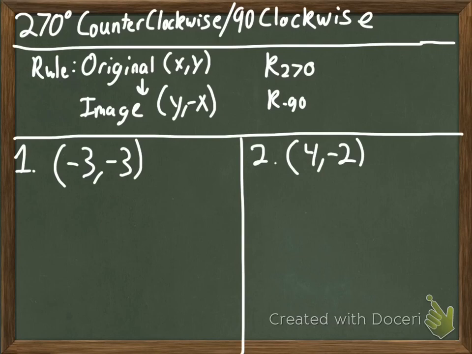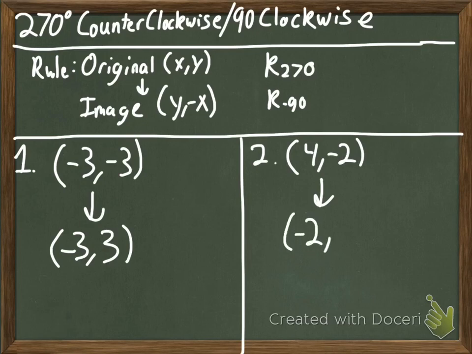Alright, so the first one, they're going to switch places, and then my second one's going to become the opposite. Example 2 becomes -2, and that 4 changes signs and becomes a -4.